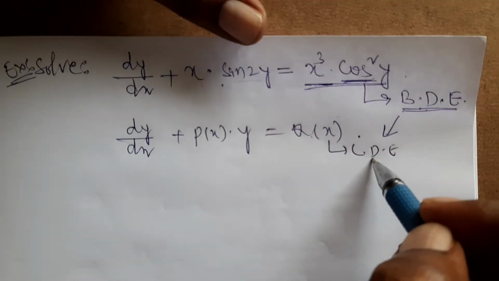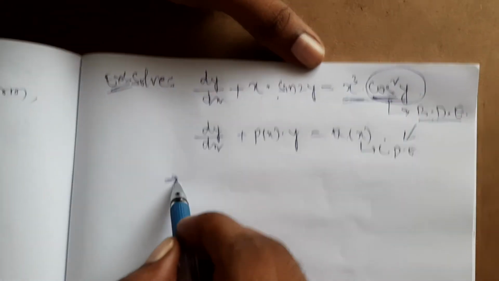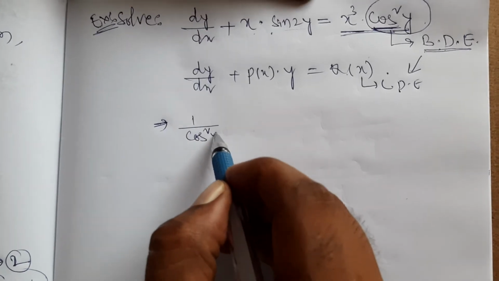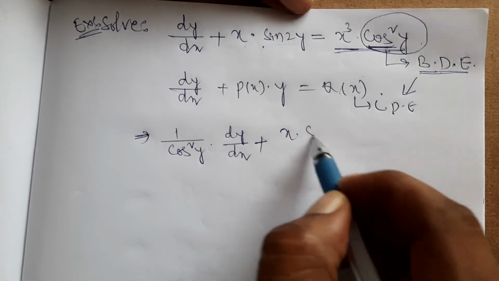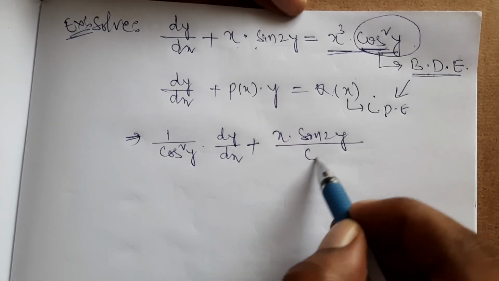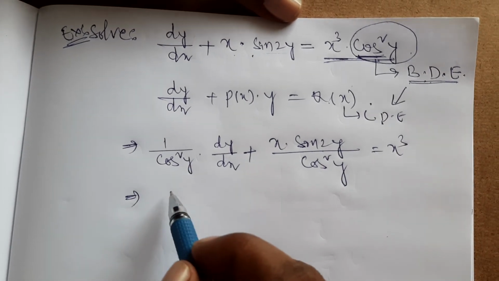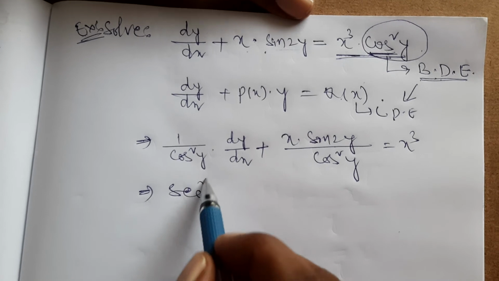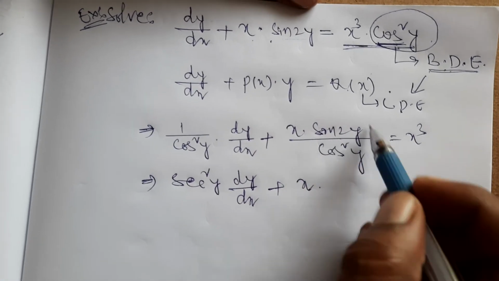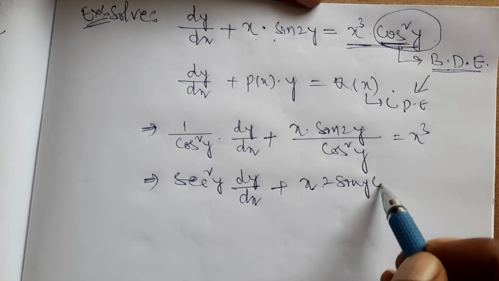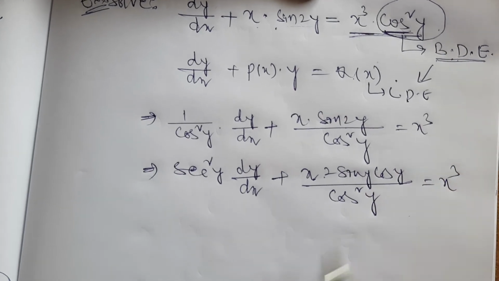Listen, all of you. Here cos square y is there, so divide the entire equation by cos square y. Then 1 by cos square y into dy by dx plus x into sin 2y by cos square y is equal to x cube. What is the value of 1 by cos square y? Secant square y into dy by dx plus x into sin 2y, the formula is 2 sin y cos y, by cos square y, equal to x cube.